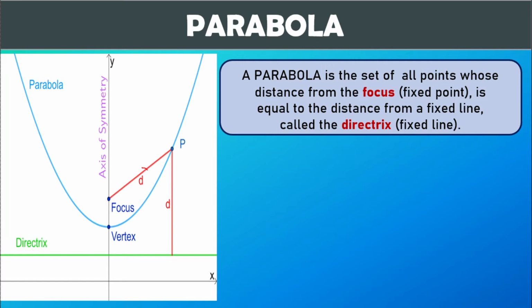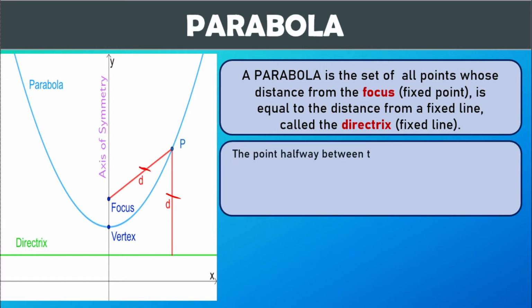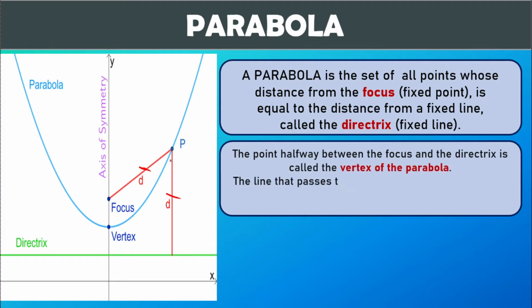Okay. Yung line na green na to, tinatawag ito na directrix. Same yung distance niya. The point halfway between the focus and the directrix is called the vertex of the parabola. Alright, so this is the focus. Tapos, ito yung line is the directrix. Yung halfway niya, or yung midway, ay tinatawag na vertex.